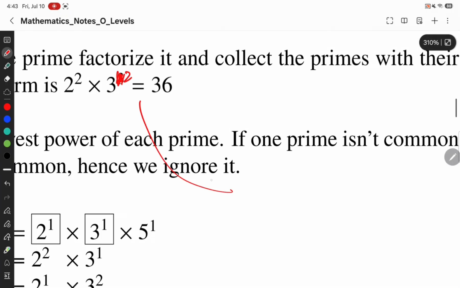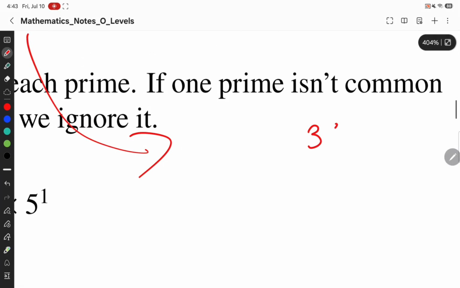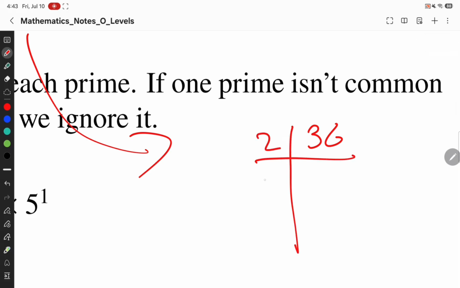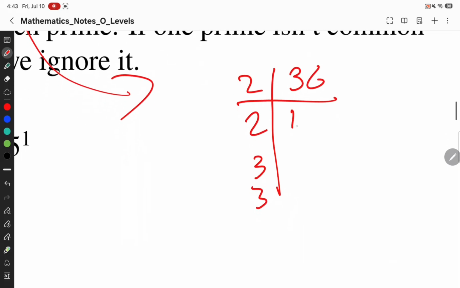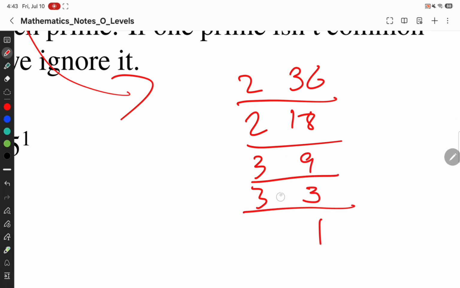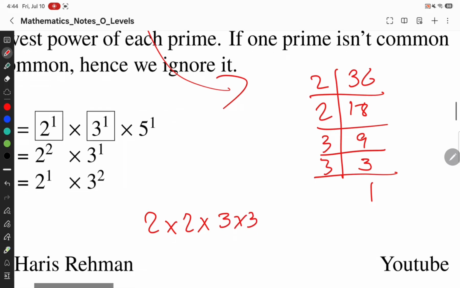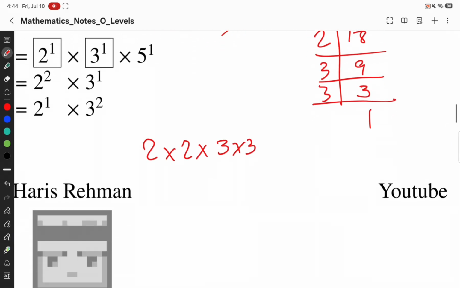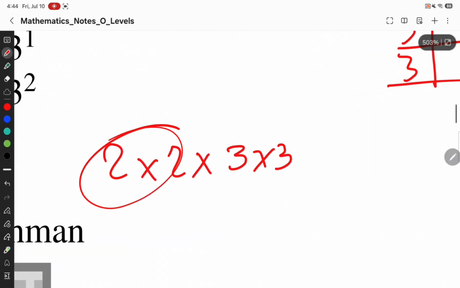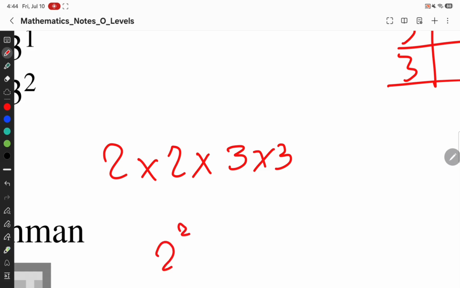How do we get this number? We do LCM of 36. 2, 2, 3, 3. 2, 18, 9. We cannot divide by 2, so we choose 3, and 3 works out fine. We get 1. Now, we write these out in multiplication. Now, we group them. We connect the prime factors. Okay, example, we have 2 2's, so you go 2 to the 2. You have 2 3's, you have 3 to the 2.